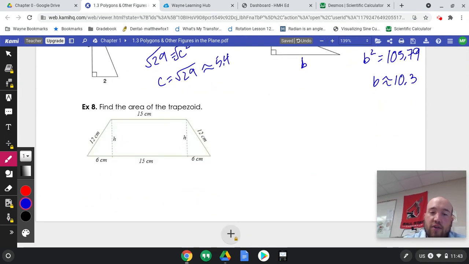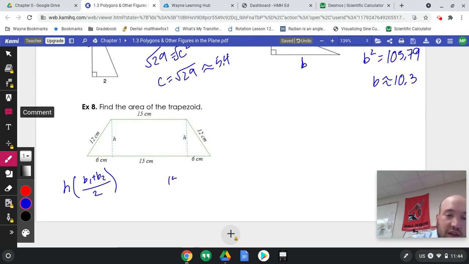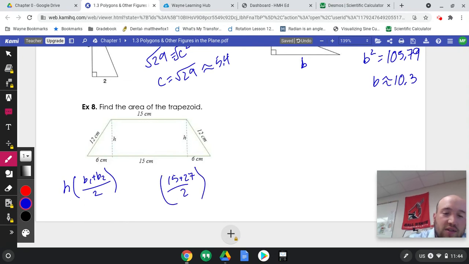Now our final problem for today is a trapezoid. To find the area, we will need to do the height times base 1 plus base 2, divided by 2. Now base 1, we can probably use right here, 15. Base 2 is this whole length, so 6 plus 15 is 21, plus 6 is 27. So we can do 15 plus 27 divided by 2. That'll be on the bottom. We still need the height, though.